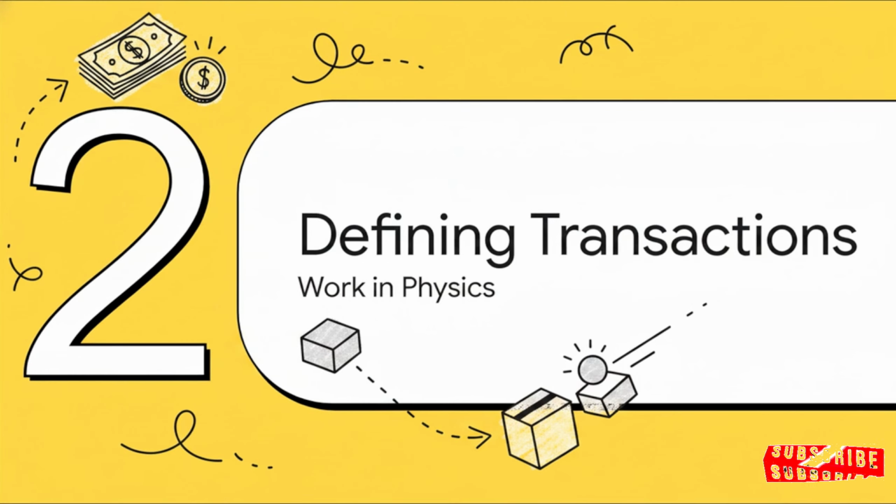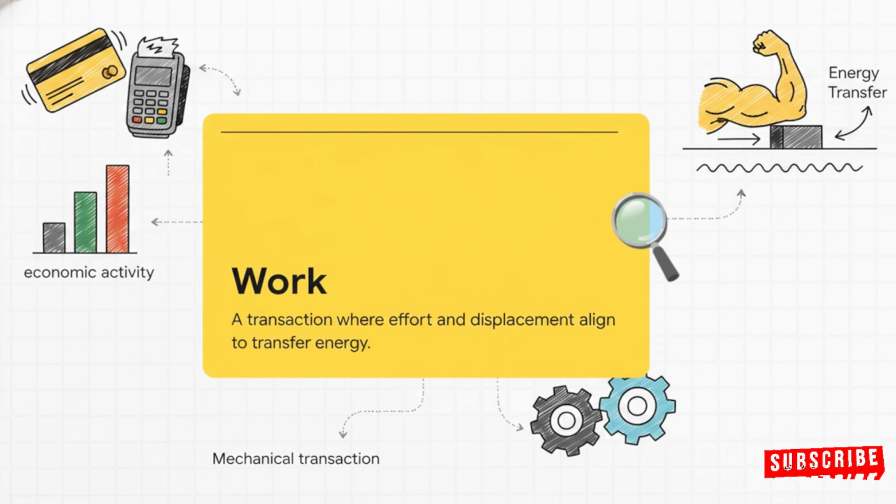Moving right along to Section 2, defining the transaction or work in physics. In our human world, a transaction is swiping a credit card or handing over a dollar bill. In the physical world, that transaction is called work. Work is a mechanical transaction where effort, which in physics we call force, and displacement align to successfully transfer energy. So the absolute crucial point here is this. In physics, doing work literally means moving energy from one place or object to another.